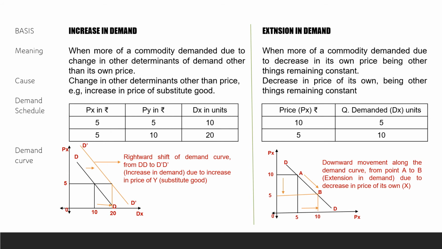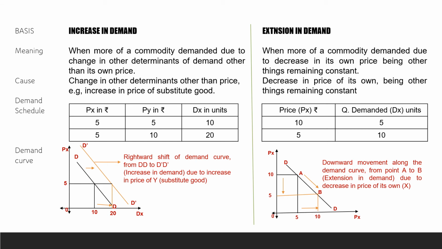Price of the commodity remains constant. And in case of extension in demand, we see the price of the commodity decreases from 10 to 5 per unit. As a result, quantity demanded increases from 5 to 10 units. These can be represented by this diagram.